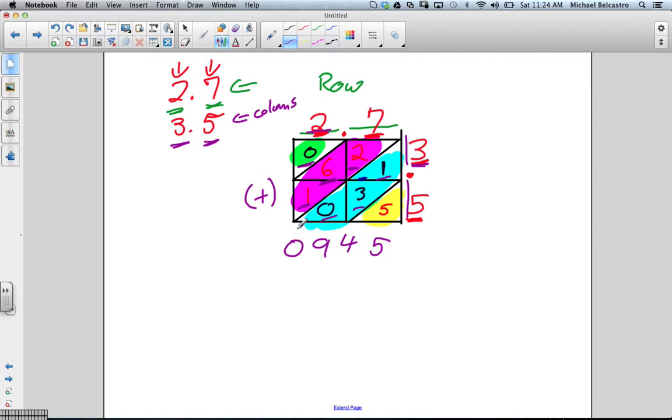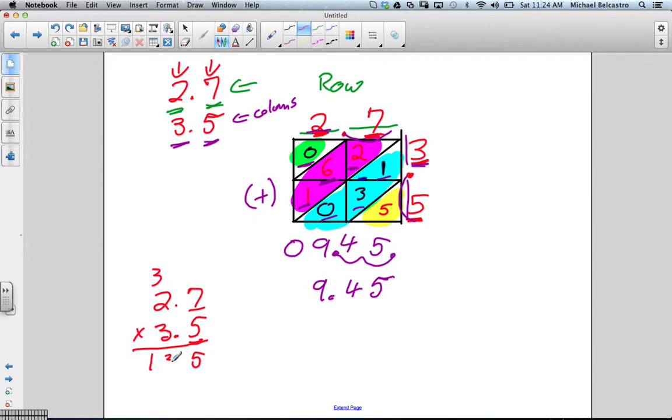Right? How many decimals were involved in this question? 2. So I start here and I go back 1, 2. My answer is 9.45. Okay? Which would have been identical if I did it the old-fashioned way. And I'm going to do the old-fashioned way a little quicker because I think you guys have seen it once before. 7 by 5 is 35. 5 by 2 is 10 plus 3 would give me 13.